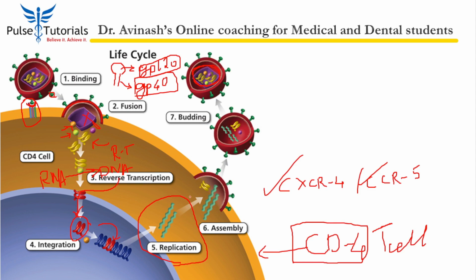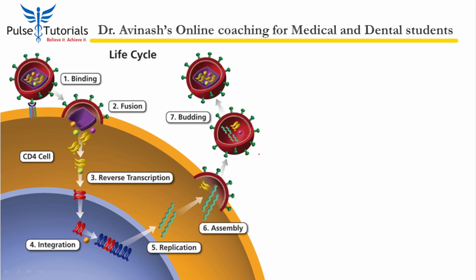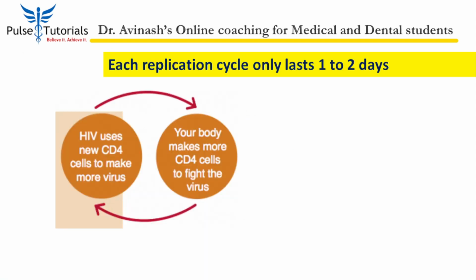Eventually all the proteins that were made from these mRNAs, all the viral RNAs that were made, they all come together. A new virus particle is formed. They bud out of the cell and move on to attack the next CD4 cell. I hope you have got the life cycle properly. I am going to explain to you the entire mechanism of action of all the drugs in this chapter based on this one simple concept.